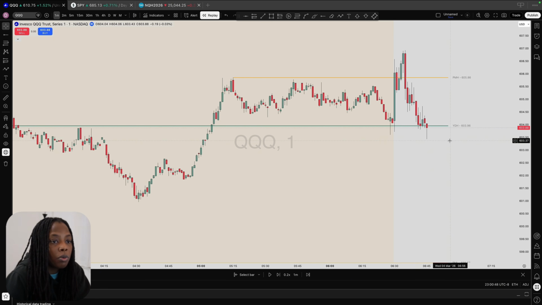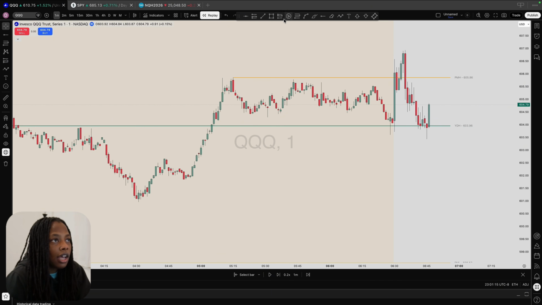So now we're not just going to enter yet, we're just observing what's happening around the key levels. Remember, I said we only pay attention to the candlesticks around your key levels. Anywhere else is just formations. Look at that. Buyers stepped up nicely.